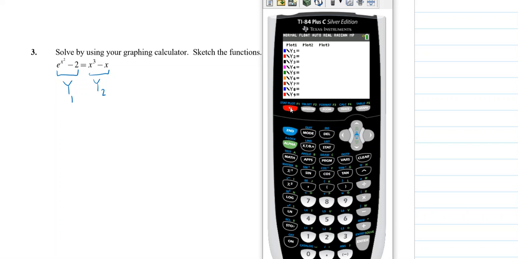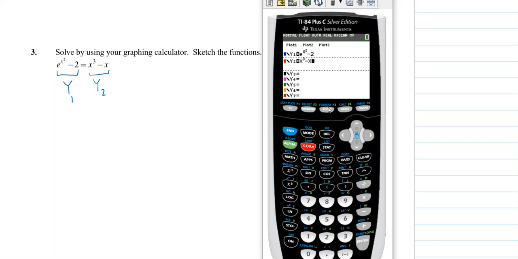So we just go to y equals and put e to the, so here's the e to the x squared, so I'll do x and then squared. To get out of the exponent, I'll use the right arrow and then minus 2. That's the left-hand side of the equation. And then I go down, and in y2, I will put the right-hand side of the equation, x to the third power. With the right arrow, I get out of that exponent, minus x.